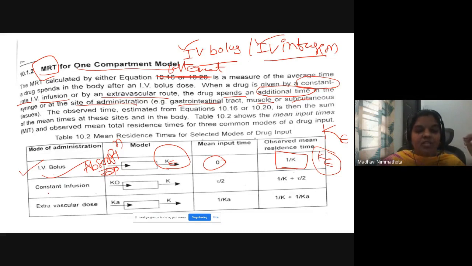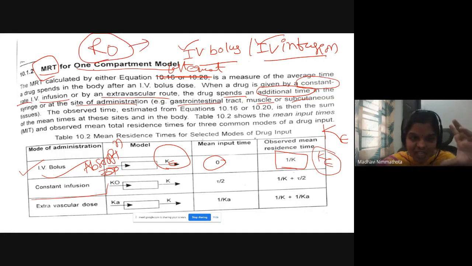And then next, constant rate of infusion. In case of IV infusion in one compartment open model, what did we calculate? Have you remembered that? R0. R0 is nothing but the infusion rate. Here, instead of R0, they have written K0. That's it. K0 is the infusion rate. In case of constant infusion, we need to calculate the infusion rate. So here absorption is there and then elimination is also there. Then mean input time is T by 2. Then this is the observed mean residence time, 1 by K plus T by 2.